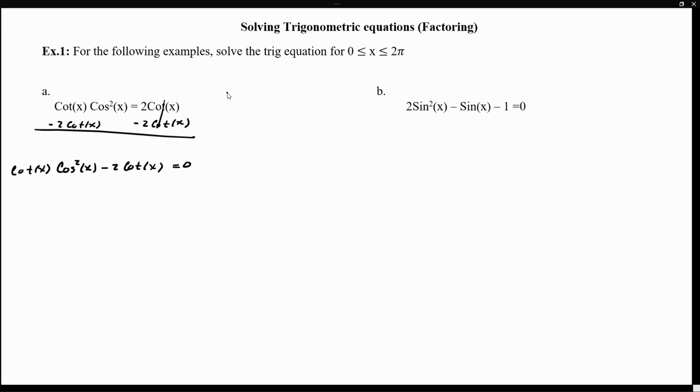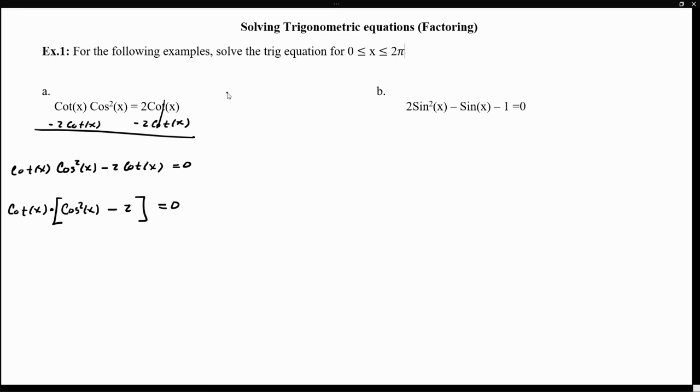Again, the way that you want to think about this is, notice that we have two big terms. This is my first term. This is my second term. The first and the second term have a cotangent in common, so we can factor that out. If I factor a cotangent out of my first expression, what is left is just cosine squared. And if I factor a cotangent out of my second term, it's just going to be a 2 left.